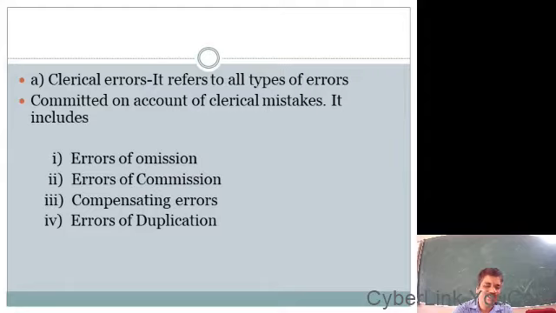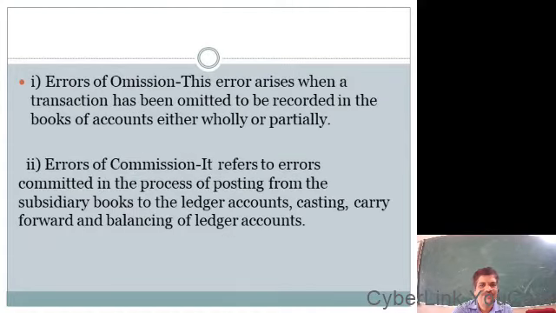Now, the first category, clerical or technical errors, refers to all types of errors committed on account of clerical mistakes. Usually, such mistakes are committed by the clerical staff of the client. This error is again subclassified into four. One is errors of omission, second, errors of commission, third, compensating errors, and the next one is errors of duplication.